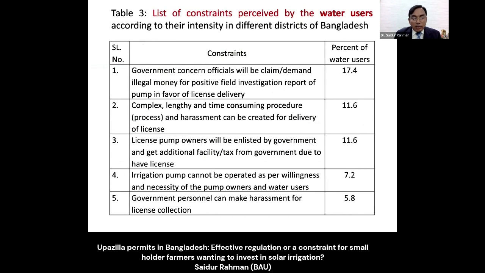And if I just mention within a short time the list of constraints perceived by the water users, we can see some things are not very good for the farmers. Particularly, sometimes government officials who are involved there may ask for illegal money to give the water permit. It is the perception from the farmers. And you see complex and lengthy time-consuming procedures that we always face in government offices. Licensed pumps will be enlisted by the government, and they thought some extra tax may be imposed for that. Irrigation pumps cannot be operated as per willingness and necessity of the pump owners and water users. They are somehow guided by other people. And sometimes government personnel harass them for having this license. This is their perception.